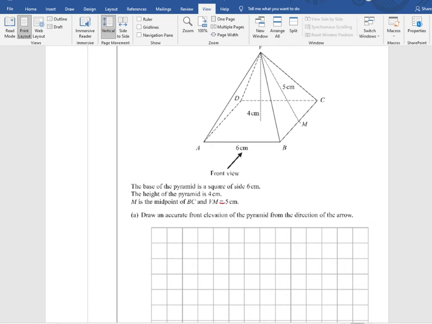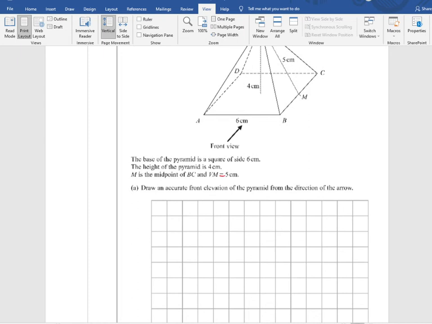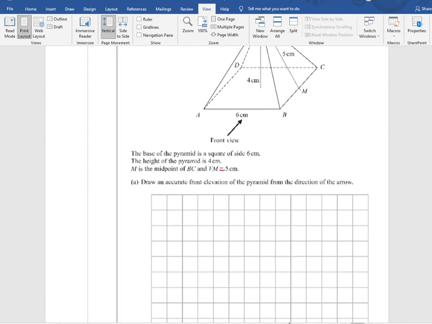Right, so it's going to be 6 across the bottom. 1, 2, 3, 4, 5, 6 across the bottom. And the height is 4. 1, 2, 3, 4. That's it. Don't matter about that 5, does it? Well, it makes 3, 4, 5. So that's 5. That's 6. And that is 4.